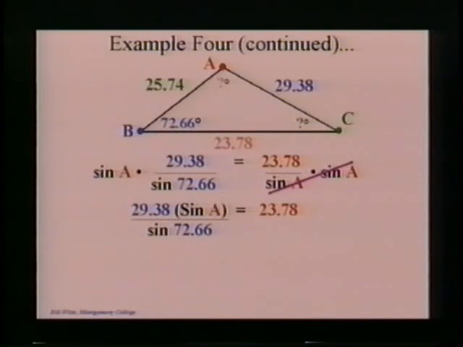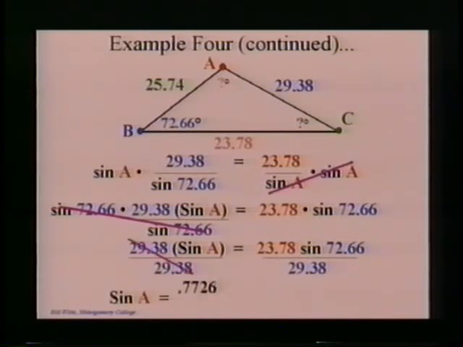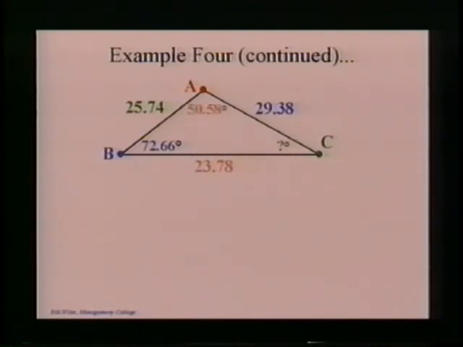I'm going to multiply by 72.66, and we've got to get rid of this 29.38, so let's divide by him. And apparently the sine of A is all that stuff. Now, how do you find A again? Once you know the sine of it, you can find A using the inverse sine. Just a little bit of algebra here, nothing new. And we found A to be 50.58. Let's put that in. Now, what do they want you to find now?